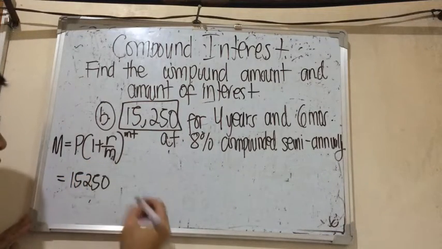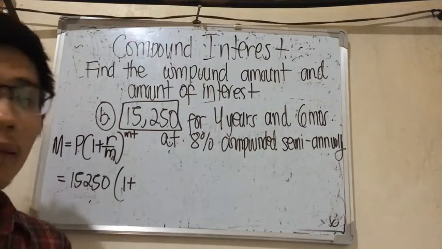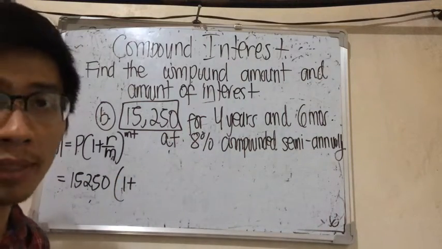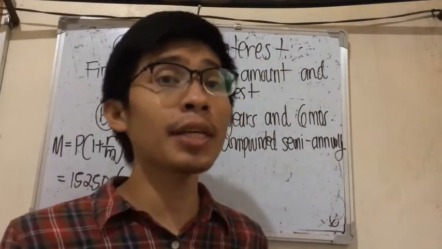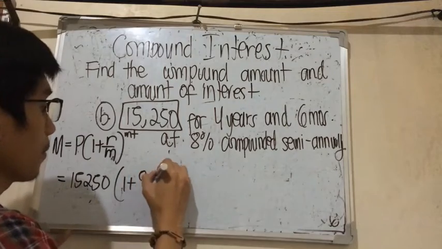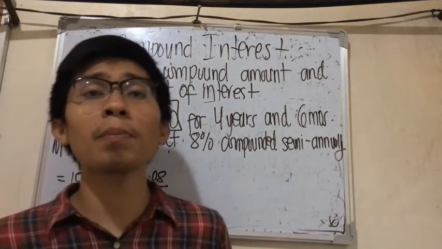You substitute that one in the formula. 1 is constant plus, what is your R or the rate? That is 8%, or convert it to decimal. That is 0.08, all over M. What is M again? M is the compounding period.